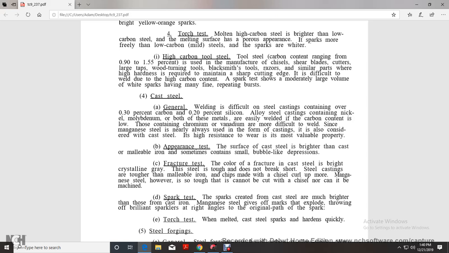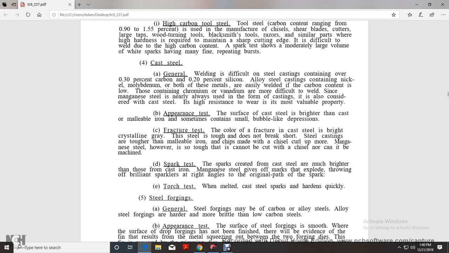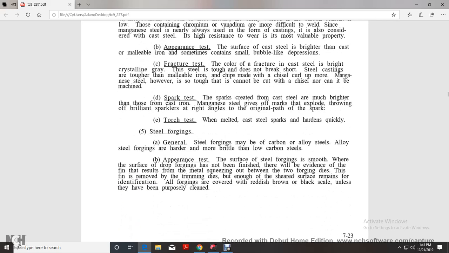All right, spark test. The spark test of cast steel is brighter than that of cast iron. Manganese steel gives off more marks of explosion, throwing brilliant sparks at right angles to the original path of the spark. Heat torch test: when melted, cast steel sparks and hardens quickly.